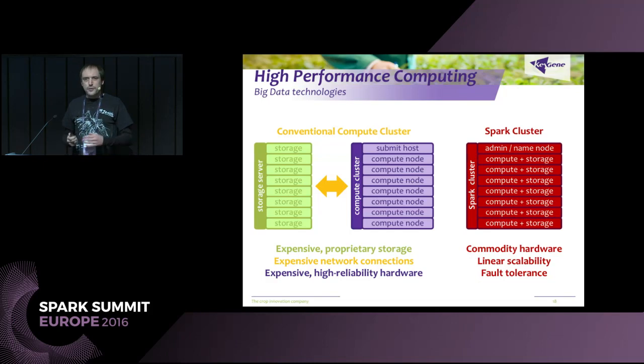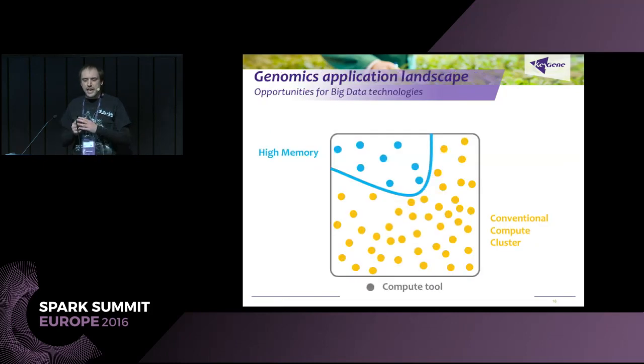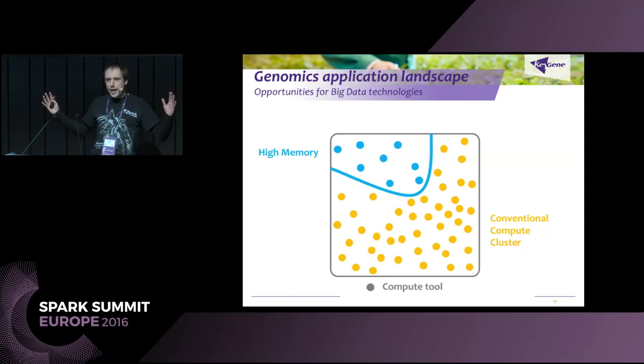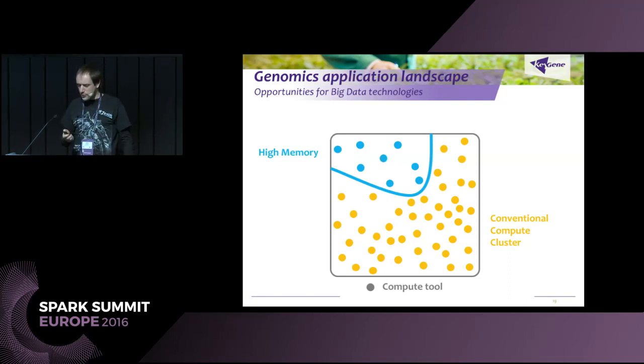So what we started out with at KeyGene was looking at, let's say, this application landscape in genomics. Typically you have a division of a lot of jobs that you run on a traditional compute cluster, that are highly parallel and require large data processing. And you have jobs that require a whole bunch of memory, where you need to take all the data, put it into memory, and then do a cross-tabulation of all the data against each other, for example, and end up with your result.